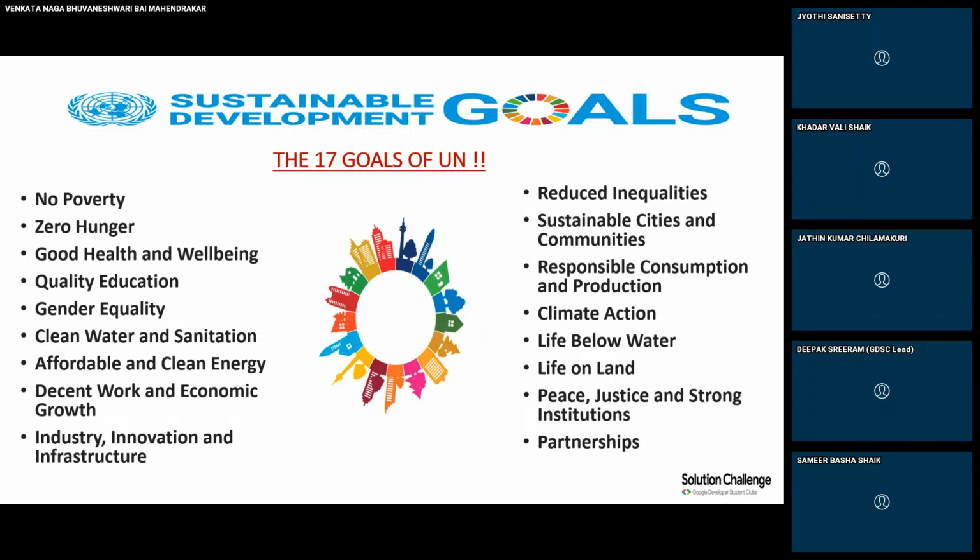And the last one is partnerships, where we discuss how we can build the network and make partnerships among people, and how we can increase the growth rate, economic growth rate, and everything. We will discuss it in the partnership statement.